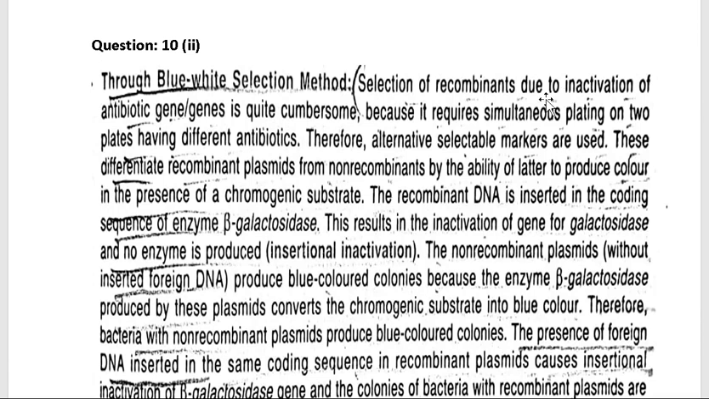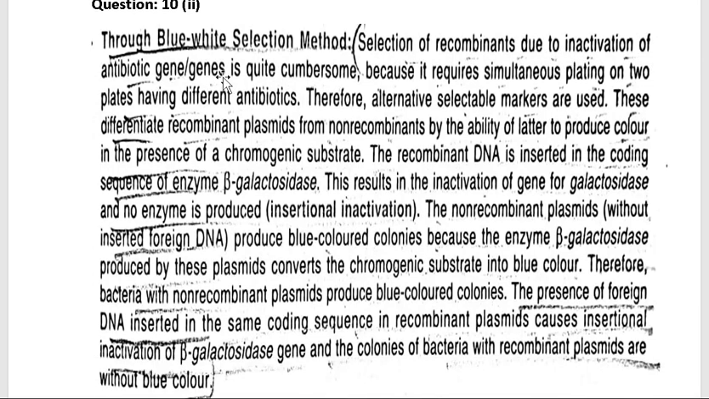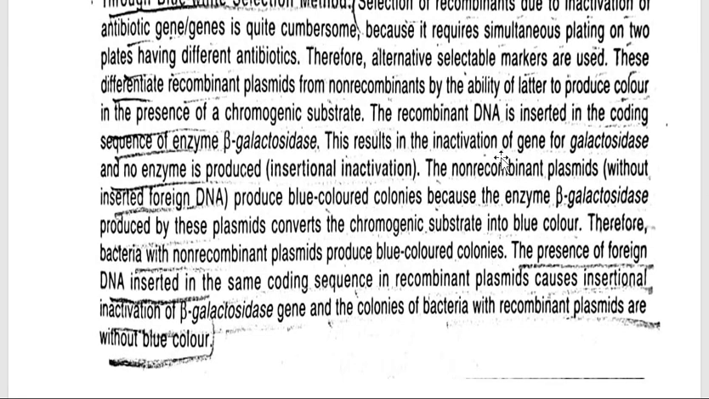Selection of recombinants due to inactivation of antibiotic gene or genes is quite cumbersome because it requires simultaneous plating on two plates having different antibiotics. Therefore, alternative selectable markers are used. These differentiate recombinant plasmids from non-recombinants by the ability of the latter to produce color in the presence of a chromogenic substrate. The recombinant DNA is inserted into the coding sequence of the enzyme beta-galactosidase. This results in the inactivation of the gene for galactosidase and no enzyme is produced. That is called insertional inactivation.